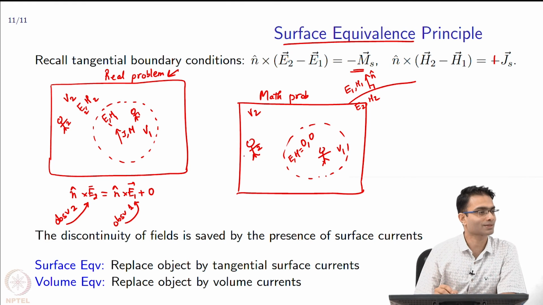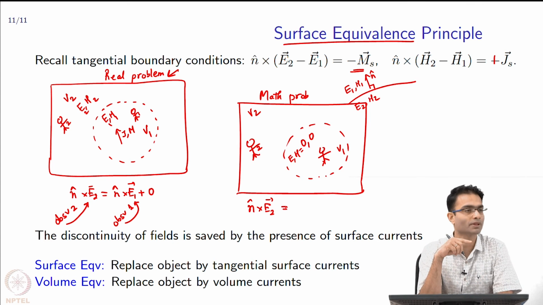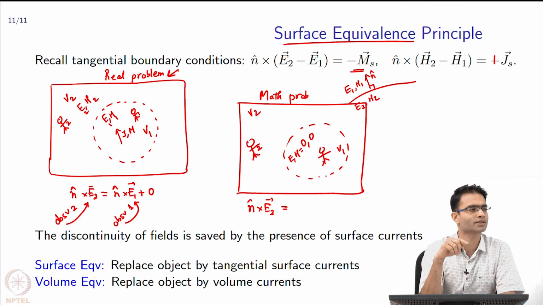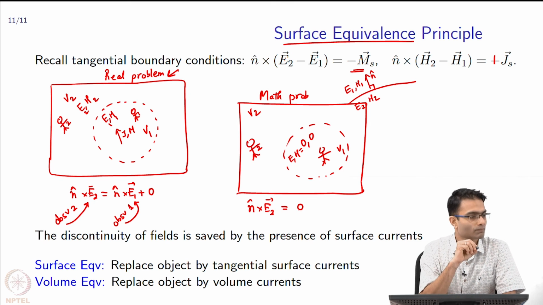So, observer 2 asks the same question. He says, okay, value of my field over here, n cross E2, E2 he has access to. Now, he is asking observer 1, hey, what is the field inside? Observer 1, being a mischief monger, says, oh, the field inside is 0. So, the field inside is 0.